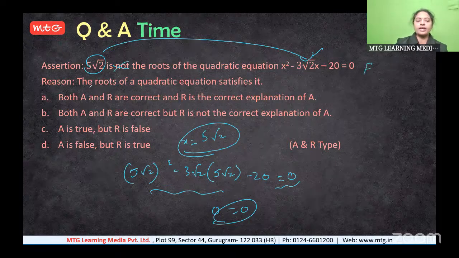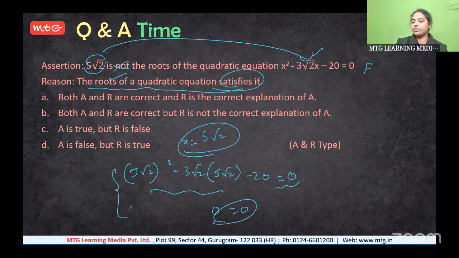And automatically, this is what the reason is telling. Every root will satisfy the equation. Here we are looking for the satisfaction condition. So this is true. So for that reason, D is the answer for this question.